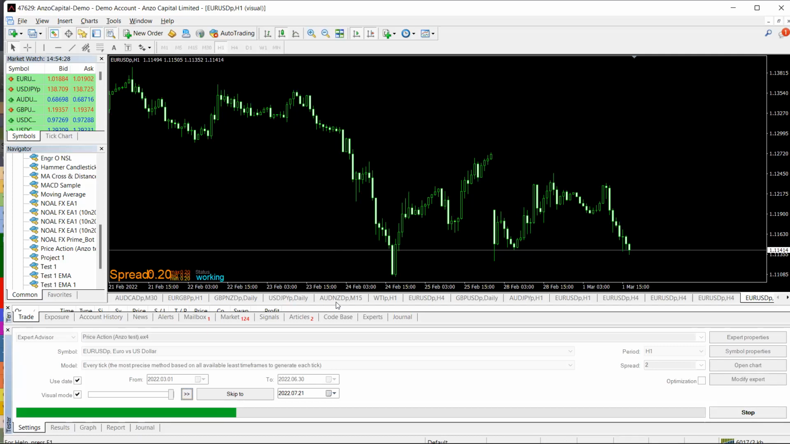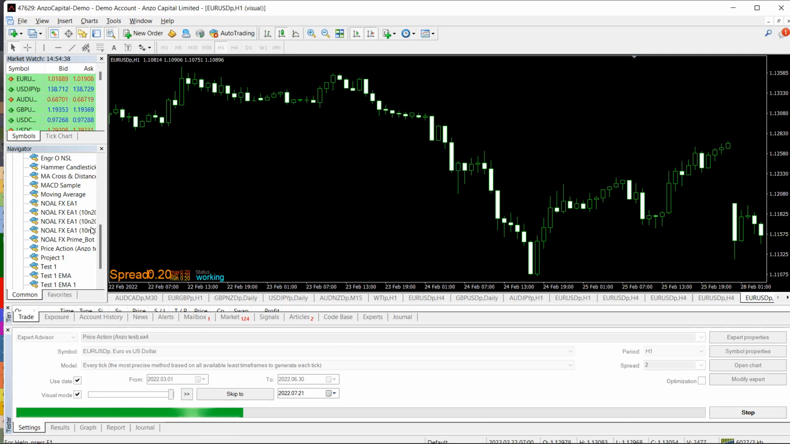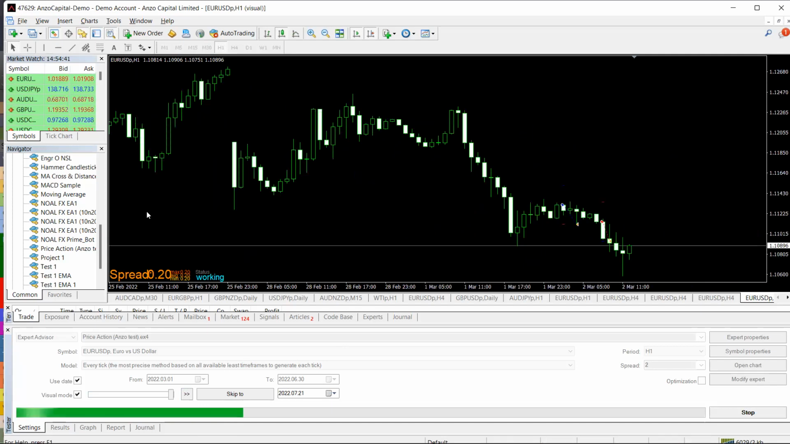So now it's running. What we want to see is when we spot an engulfing candle, it should trade it. It should trade it, okay? It's too fast. Okay, so let me zoom in a little bit. I don't know if you can see my screen clearly, but let me zoom in a little bit.